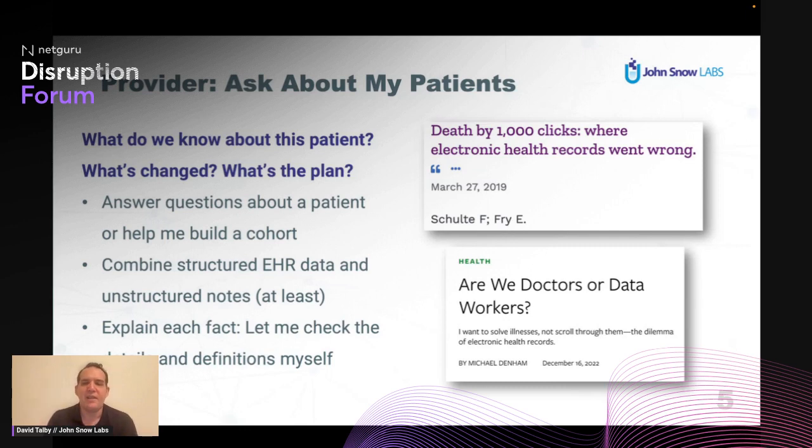So the ability to use large language models to build cohorts, filter patients, answer questions about patients over time is definitely something that we see a lot, both from the healthcare and the life science industry.